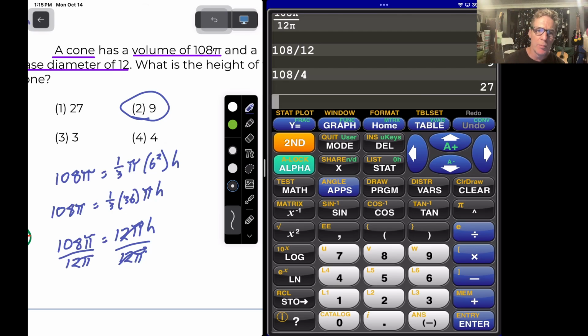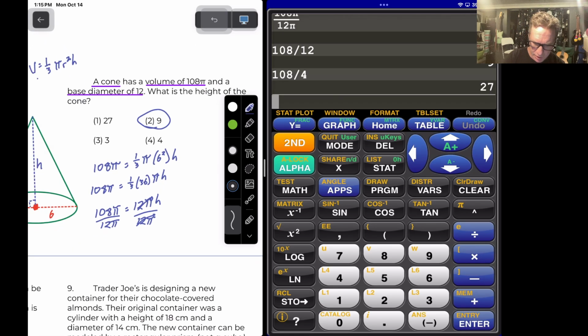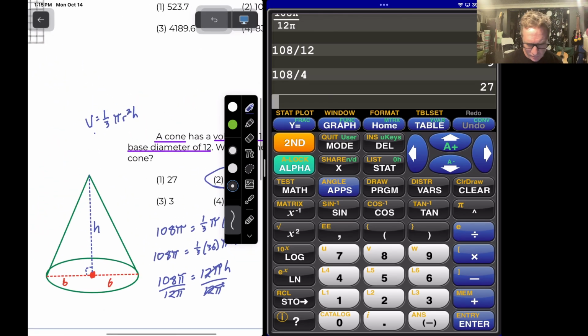But anyway, I hope this helps. Your solution is 9. Please let me know if you have any questions. So that's the height of this cone.